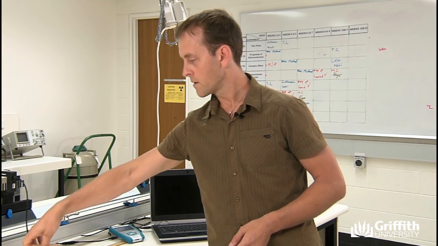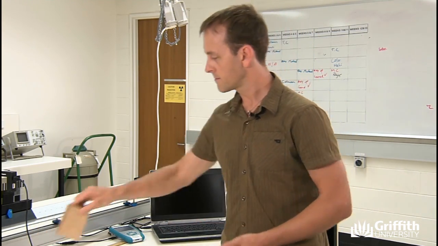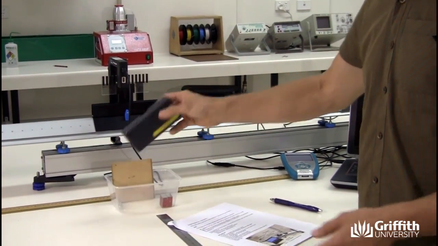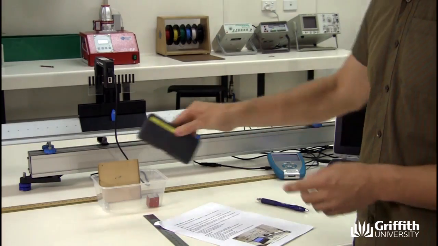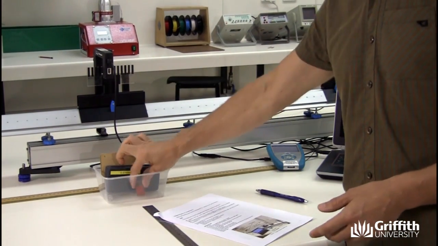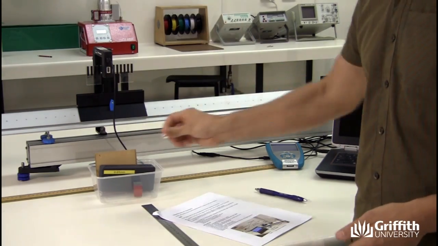We also have 4 pieces of wood, which you'll know what they're about later. We have a micrometer for precise measurement, 2 magnets, and various attachments.